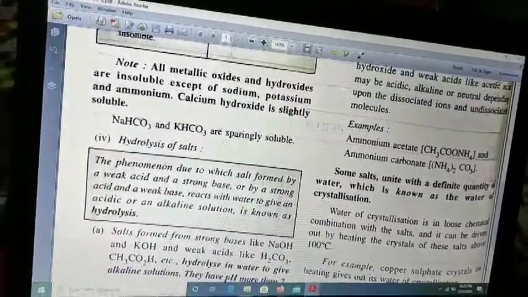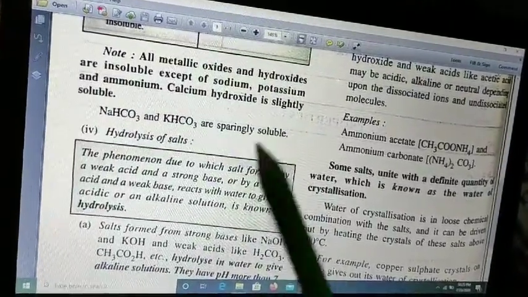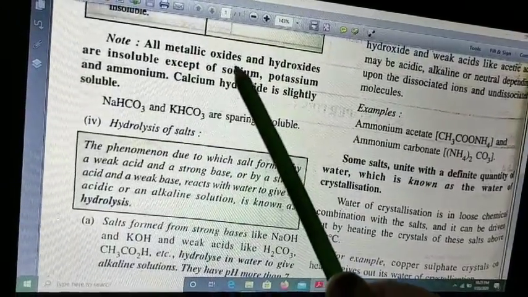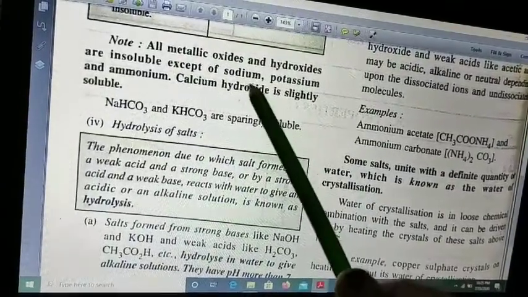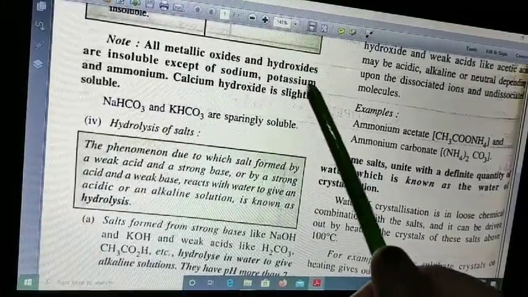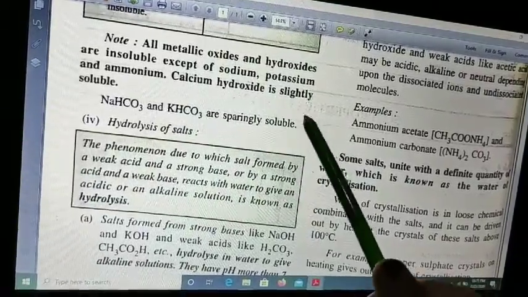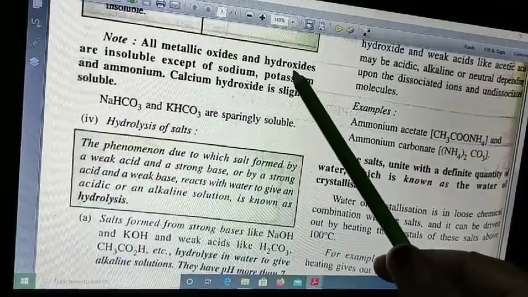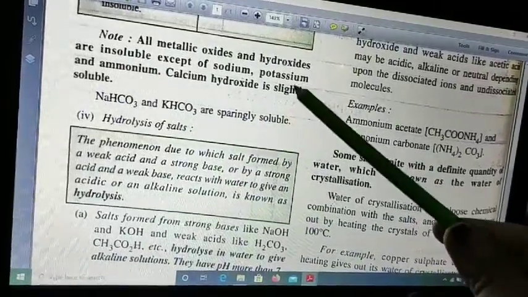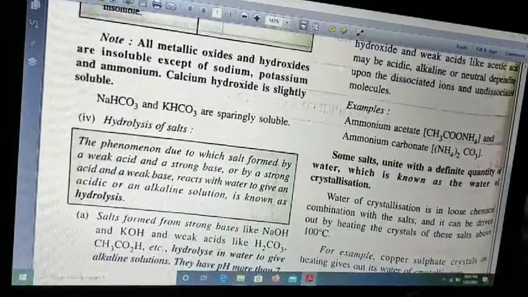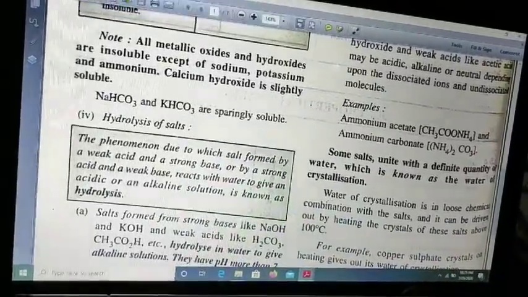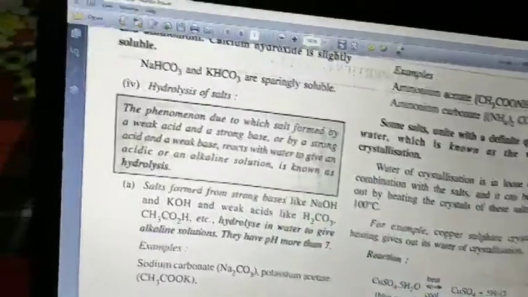Next, metallic oxides and hydroxides are insoluble except those of sodium, potassium and ammonium. Calcium hydroxide is slightly soluble. This is just to make a note. That means metallic oxides and hydroxides are insoluble. They don't dissolve in water.